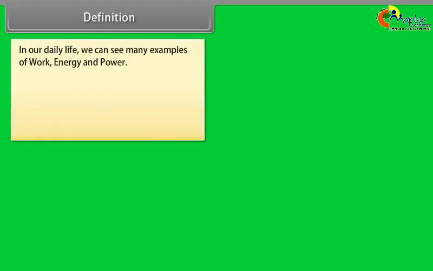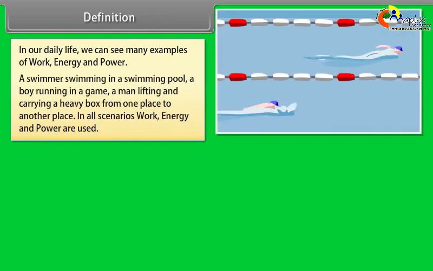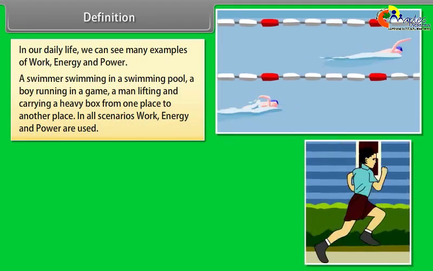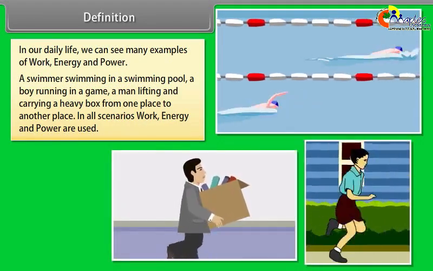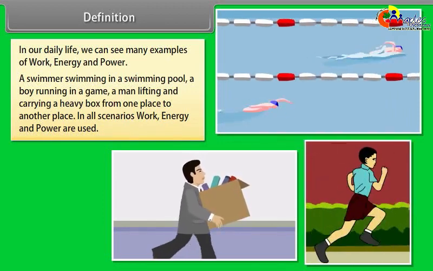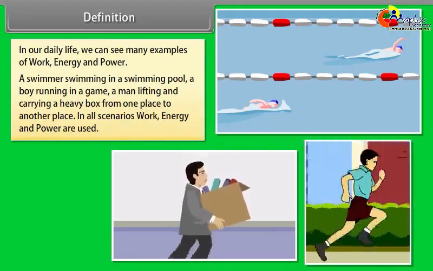Definition. In our daily life, we can see many examples of work, energy and power: a swimmer swimming in a swimming pool, a boy running in a game, a man lifting and carrying a heavy box from one place to another. In all scenarios, work, energy and power are used.